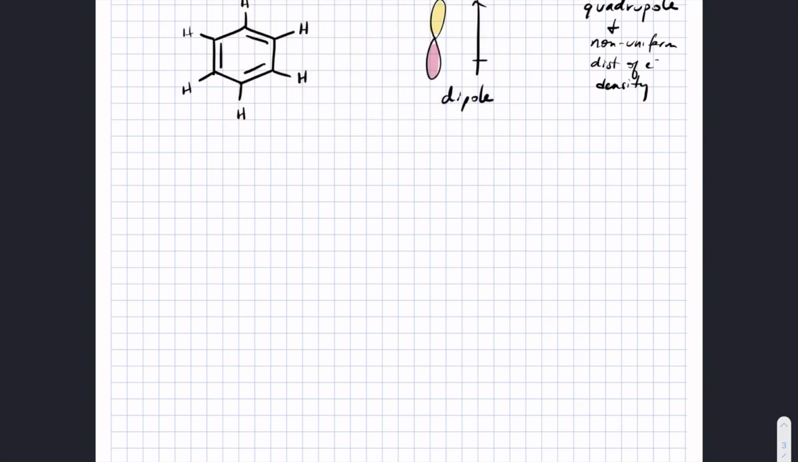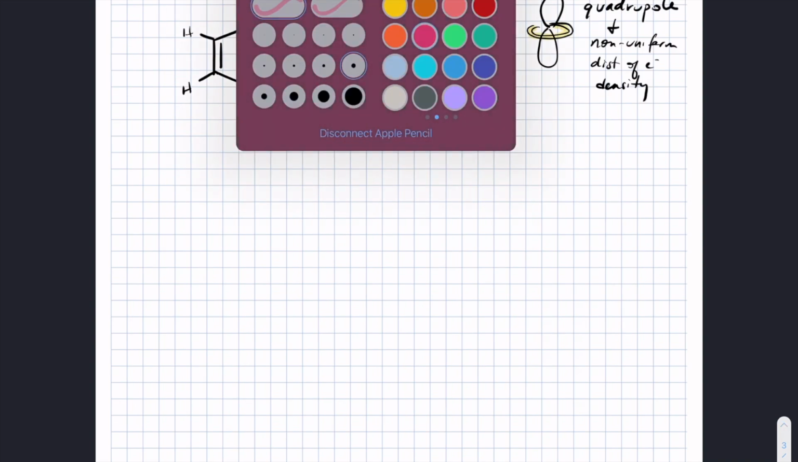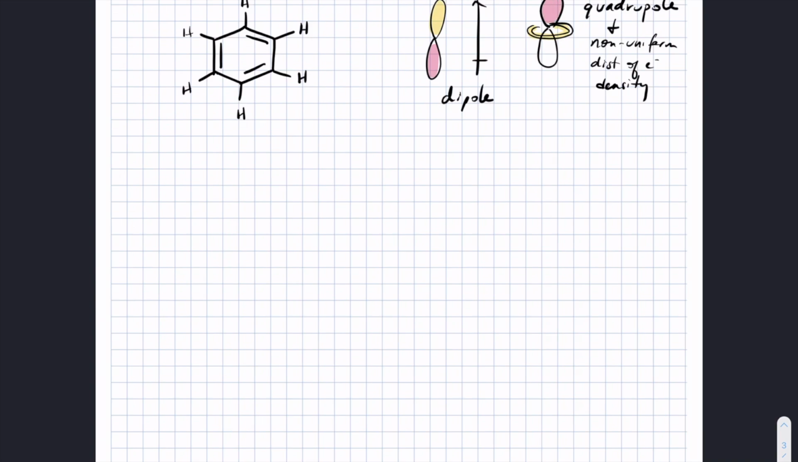Your text points out that quadrupoles tend to look like d orbitals. So here's the dz squared. I only know that that's what the dz squared looks like because I looked it up. I don't think about d orbitals a lot. Shame on me. And so a quadrupole is going to have a positive end or here and then a negative end surrounding it, or vice versa.